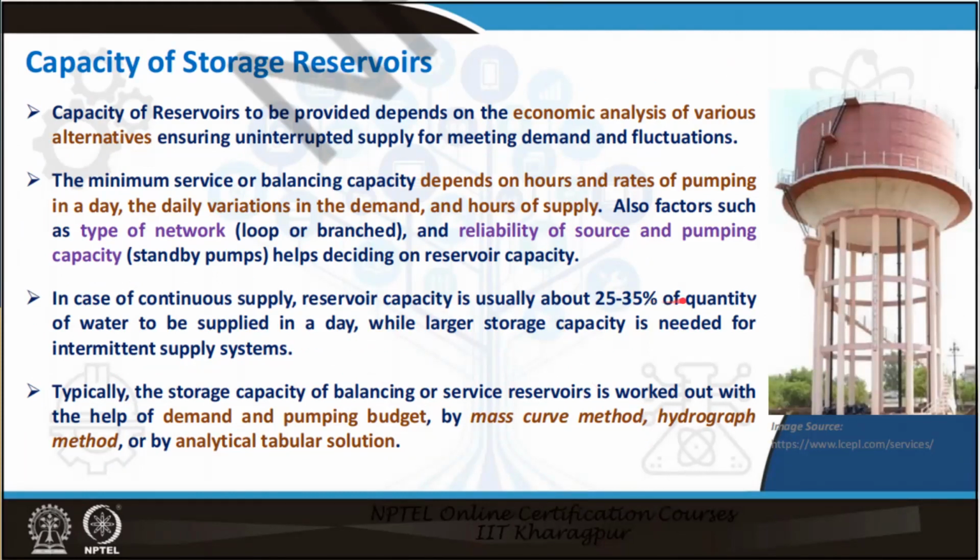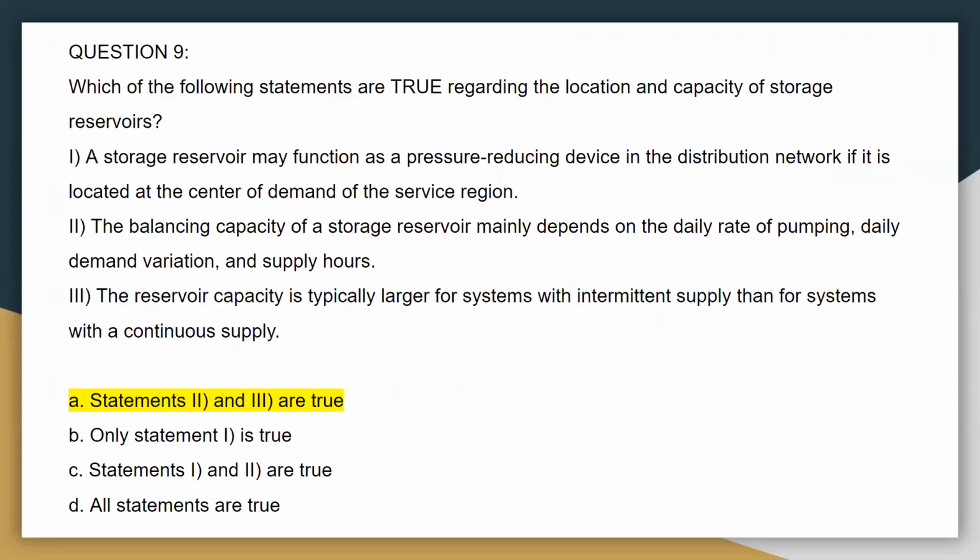Usually 25 to 35% is the quantity of water to be supplied in a continuous supply. And in the case of intermittent supply, the capacity will need to be more than that of a continuous supply. So these three are the points being discussed in this question. One is based on the location, the other two are based on how we have to decide the capacity of a storage reservoir. For intermittent supply, it is large.